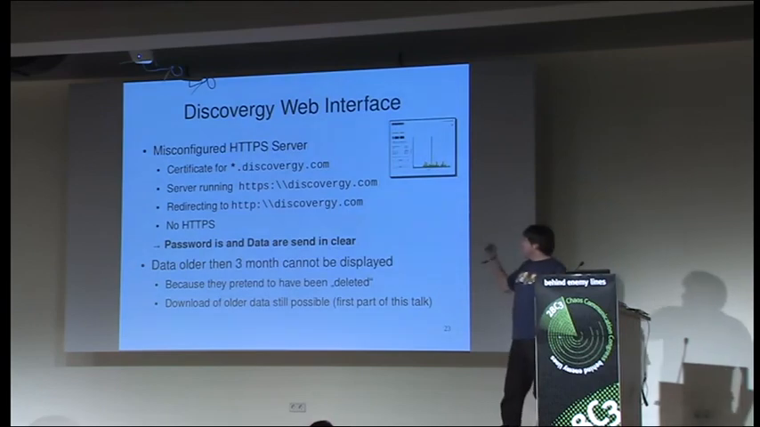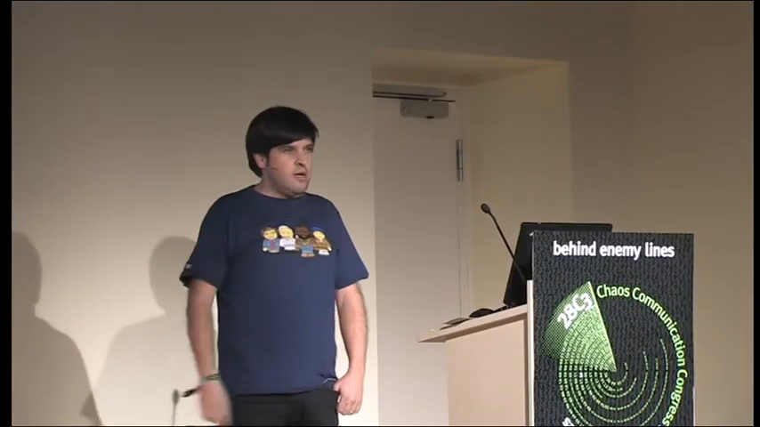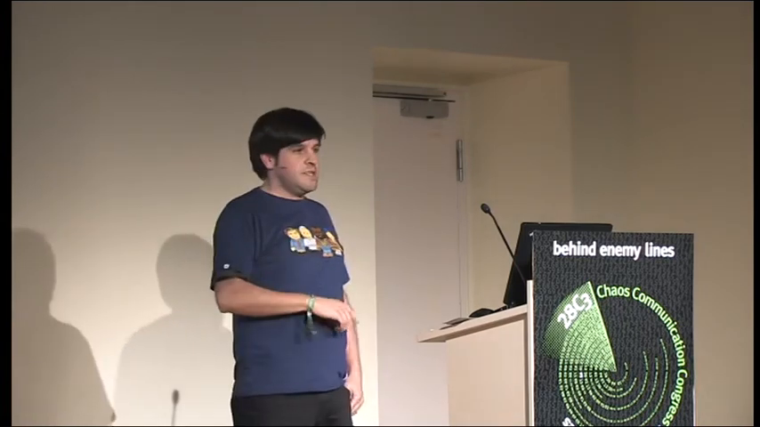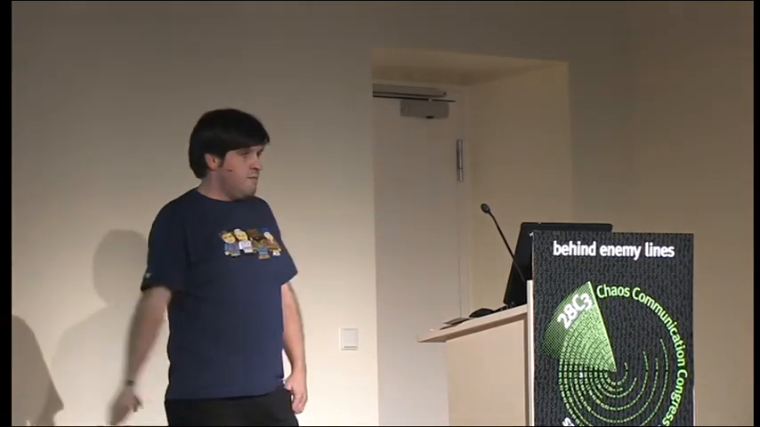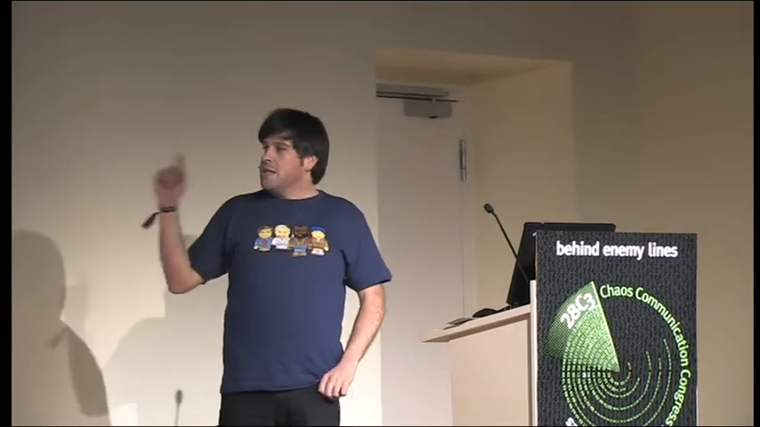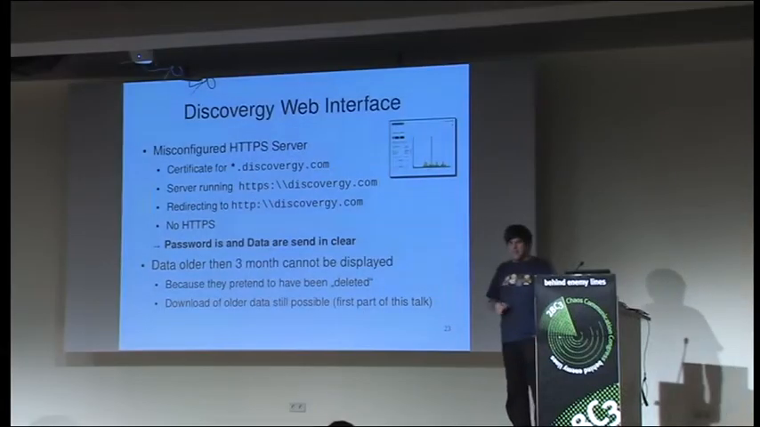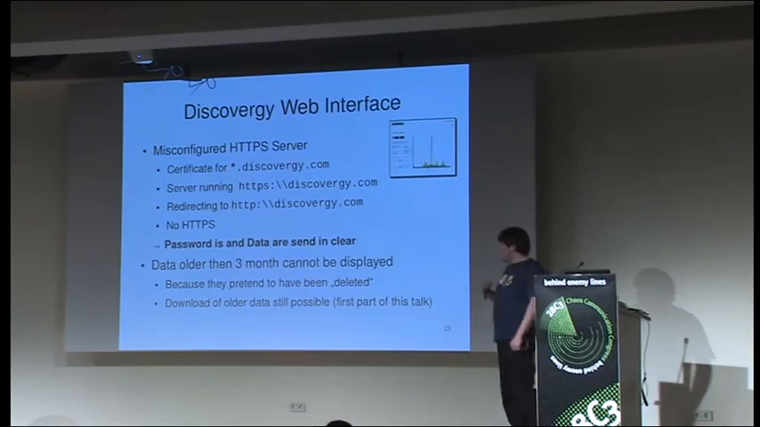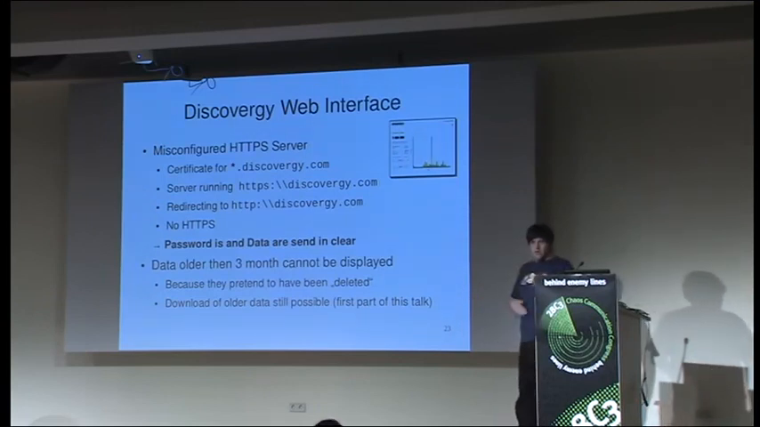So, data older than 3 months cannot be displayed. When you have this longer than 6 months, then the data older than 6 months can't be displayed. But in the previous talk, he showed that using his own interface, he was able to get even this data. So the display limit is not because the data is deleted or missing. The data is still there on the server, and only the web interface doesn't display it.